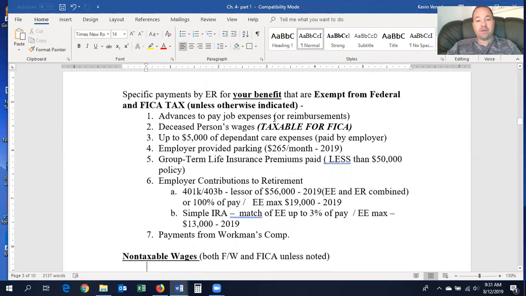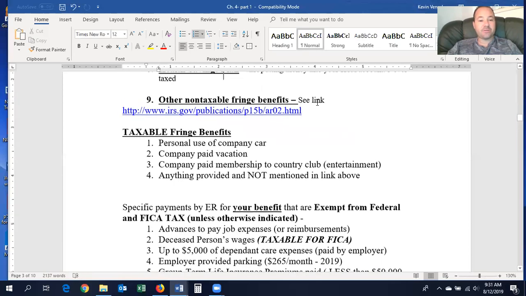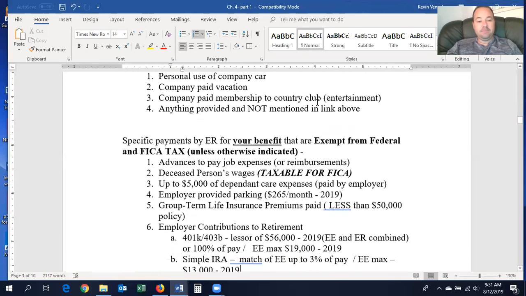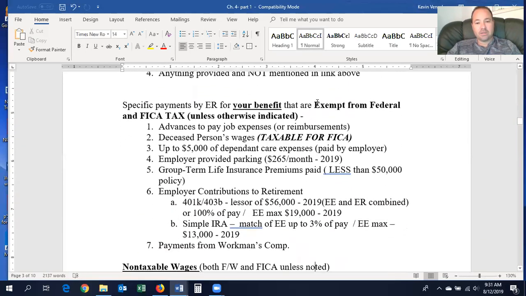All right, specific payments by your employer that are exempt. So those are some cafeteria plan items. These are known as cafeteria plans. All right, or actually those are not cafeteria. Those are the non-taxable items. And then these are some other ones that are specifically for exempt payments by employer for your benefit.